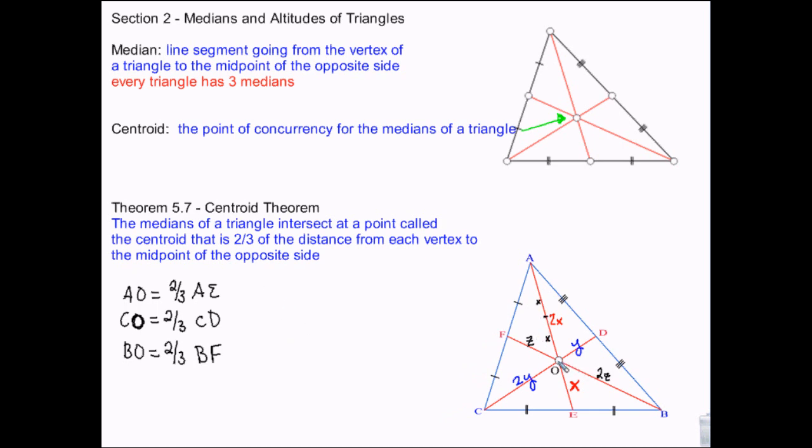Which means that OE is 1/3 of the way across the whole thing. OD is 1/3 of the way across the whole thing. And OF is 1/3 also. Okay. So if it's easier to remember with the 2/3 fraction thing, remember it that way. If it's easier to remember, like the long part is 2x and the short part is x, remember it that way. However it's easier for you to remember it.